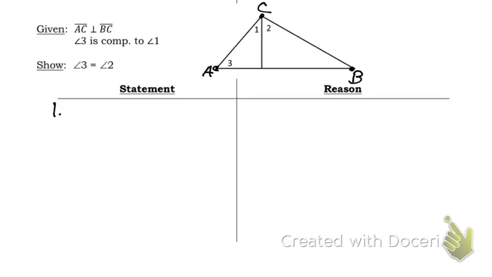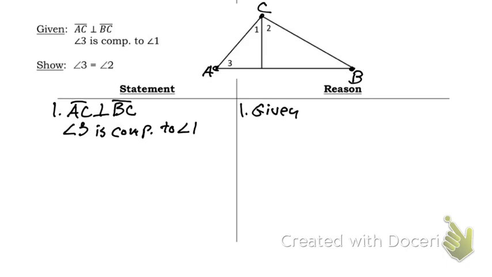Let's start this one together. So step one, I'm always good at it because it's just the given. AC is perpendicular to BC. Angle 3 is complementary to angle 1. That's actually a lot of information. So one tip on some proofs, more complicated proofs, is your first step is actually to unpack what the given means. Unpack what it means mathematically.